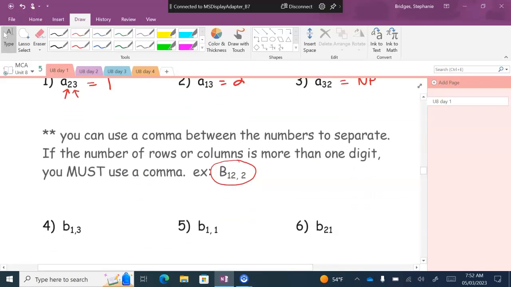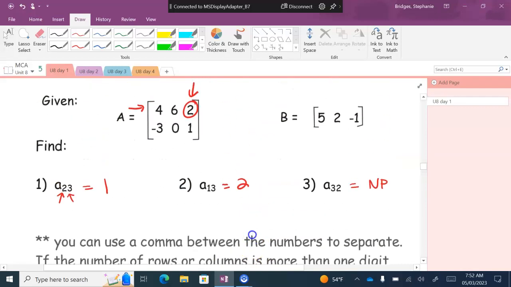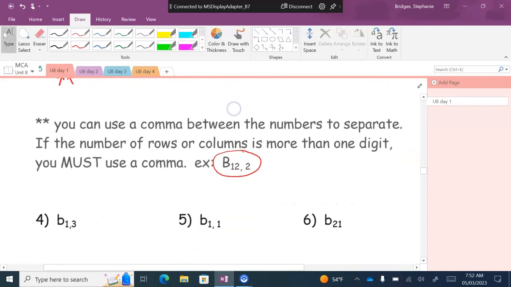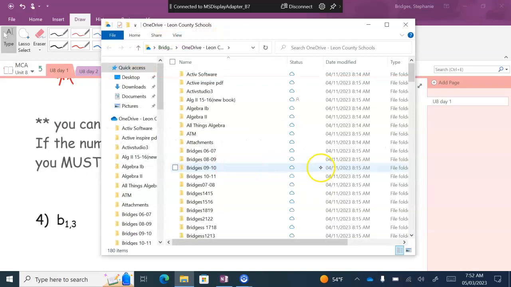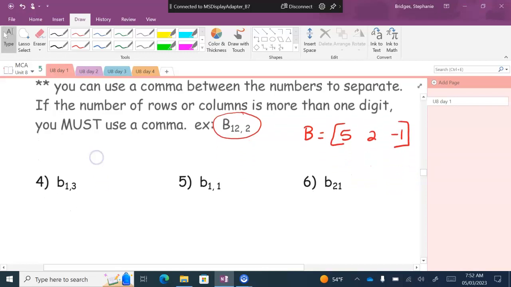So using matrix B, I want you to find 4, 5, and 6 for me. Hold on, let me write matrix B. I'm going to write it right here. What is it, 5, 2, and -1? Was that right? Okay, so go ahead and find the elements 4, 5, and 6. What number is in what particular row, what particular column? What row are we looking at?